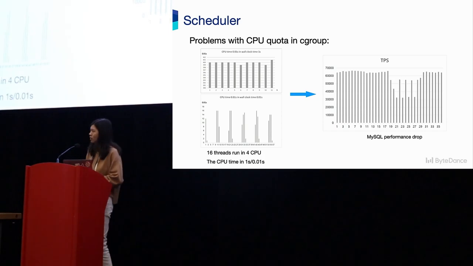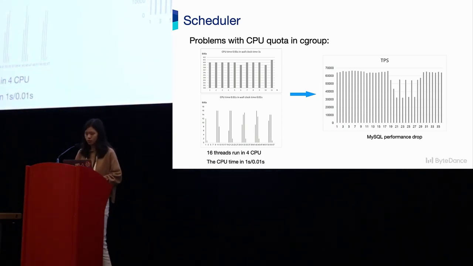The first thing we need to take into consideration is CPU isolation. About the CPU scheduler, here is the application model in our data center. Maybe it's not a typical one, but it does happen. Let me simplify it. A process contains 16 threads running on 4 CPUs. Here is the problem with using the CPU quota in cgroup to limit CPU usage. On the left, when you count the CPU time every 1 second, you can find the CPU usage is quite stable.